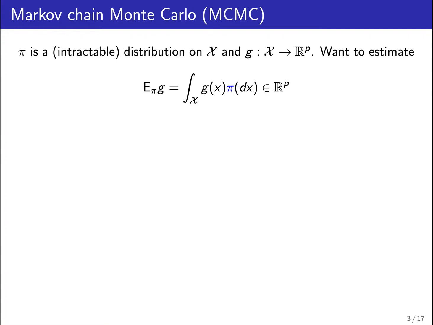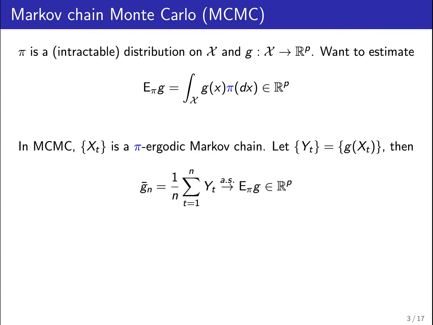Okay, so in MCMC particularly, I'm going to set up the notation so that we can understand the exact problem of interest for us. So pi is our intractable distribution that's defined on some space, and just to be clear, we're calling that script X. And there's some p-dimensional function g whose expectation is of interest to us. Of course, we're also assuming that this expectation is finite. And the expectation of g under pi is a p-dimensional vector, and we want to estimate this.